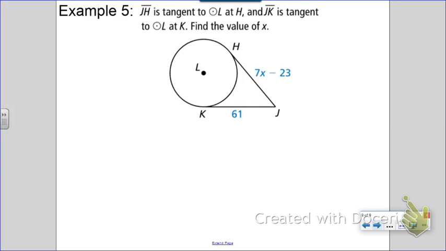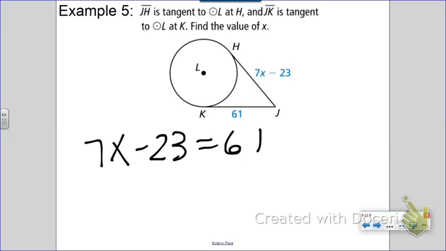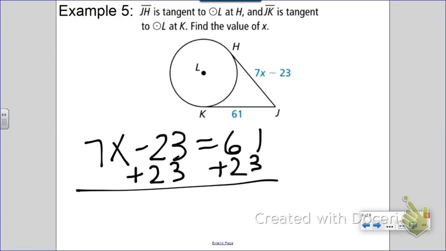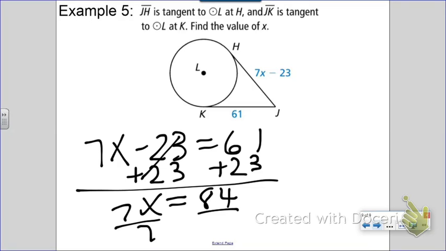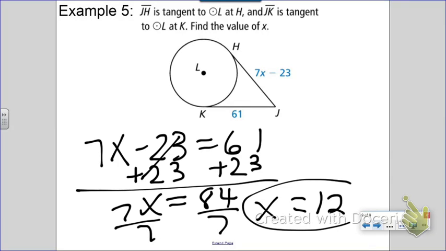In our last example, we know that tangent segments are equal. 7x minus 23 equals 61. Solve for x. 7x equals 84. Divide by 7. X equals 12. That's it for our lesson today.